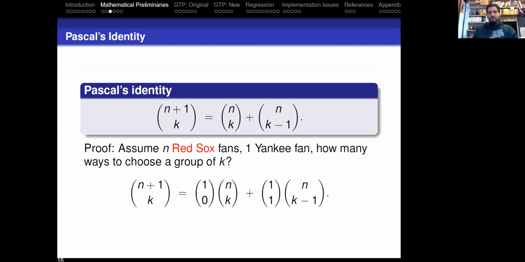Let's assume we have n Red Sox fans and 1 Yankee fan, so we have n plus 1 people total, and we want to know how many ways we can choose a group of k people. Well, one way is we have n plus 1, and we want to have k people. By definition, that's just n plus 1 choose k.